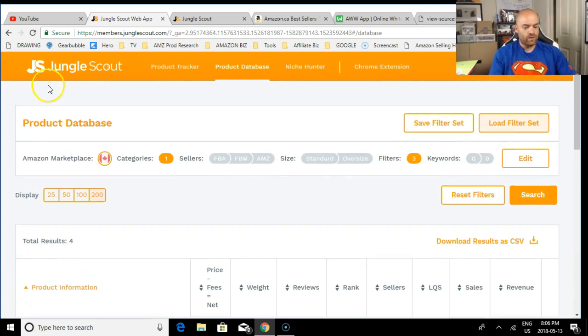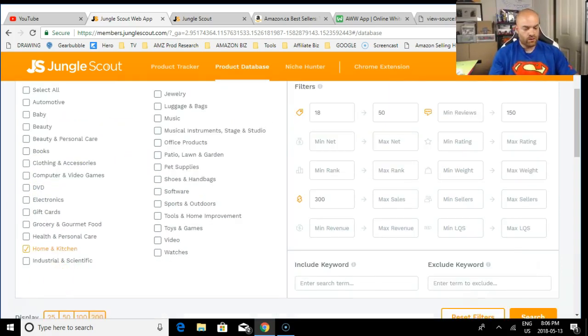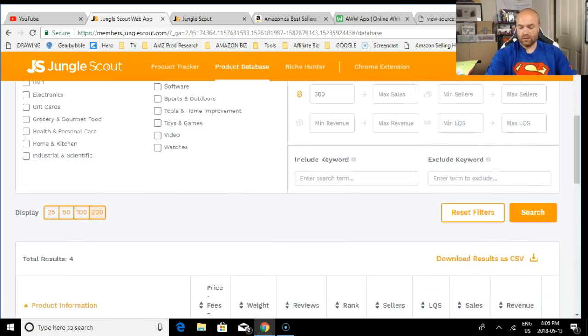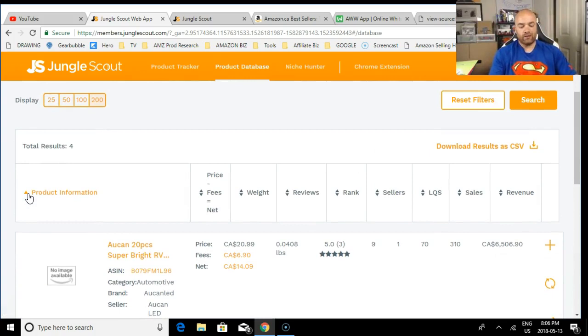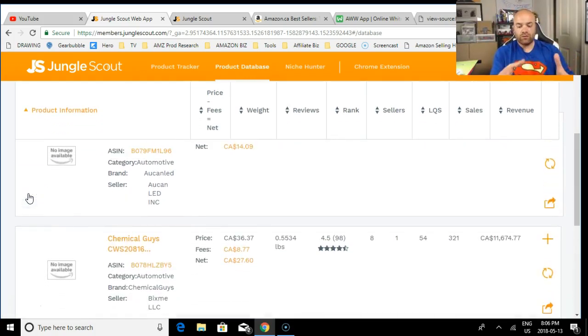Okay, so the second one we'll look at, I'm going to show you 5 of the top ones. The second one we'll look at is automotive. We'll unclick home and kitchen, click automotive, and hit search. And what do we get? We get 4 again. So again, all we're getting is 4 sellers out there in Canada who are meeting the metrics that I put in.